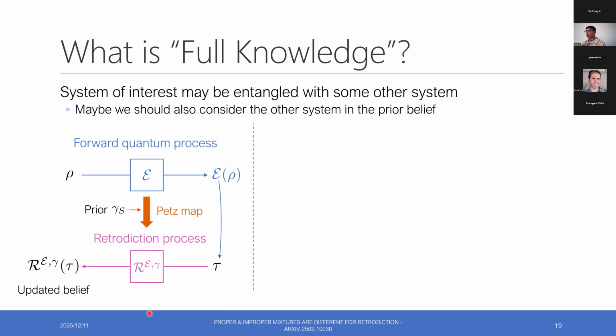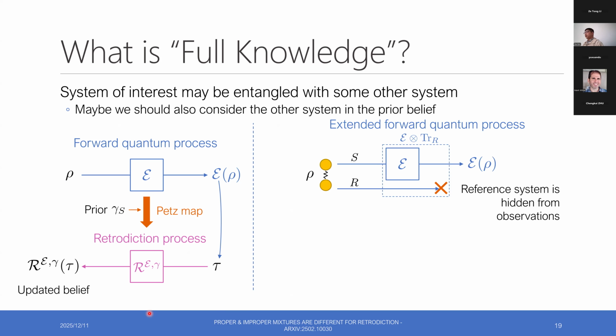So what we do is, from the original quantum Bayes rule, where it goes from the forward quantum process to the retrodiction process, we consider another, what we call the extended forward quantum process. In this process, the input is extended to two systems, the system of our interest S and some reference system R, and this could be correlated. The forward quantum process now acts not just on the system S, but also on R, but it acts purely on R. It's just discarding the system R because you cannot see that system.